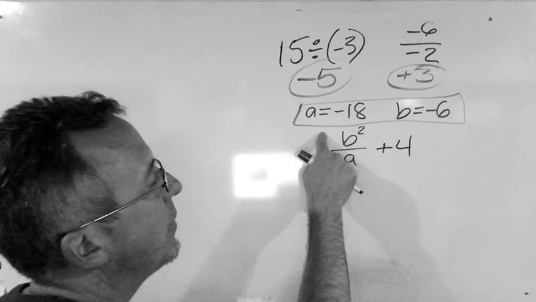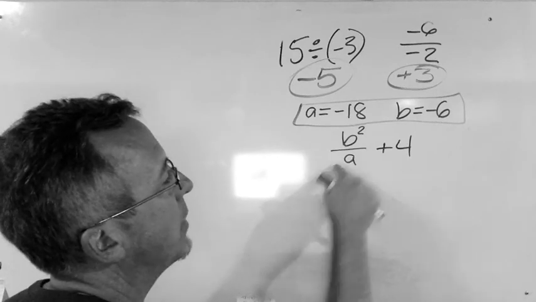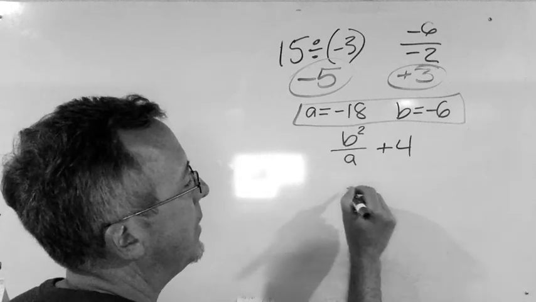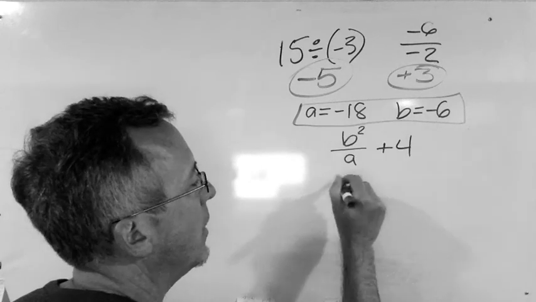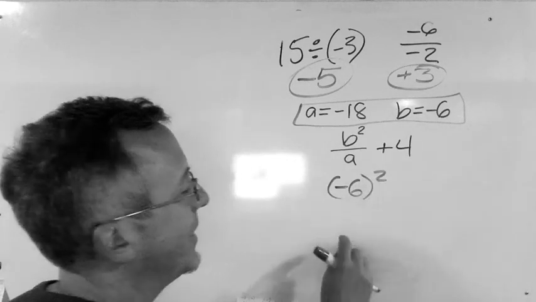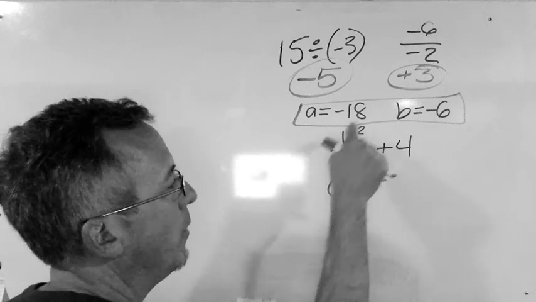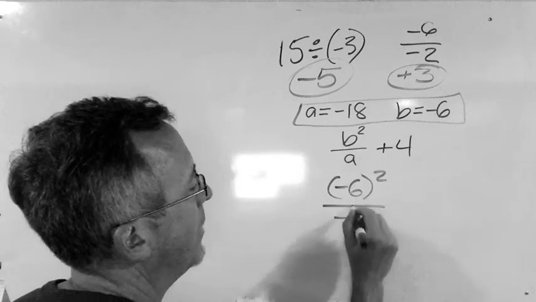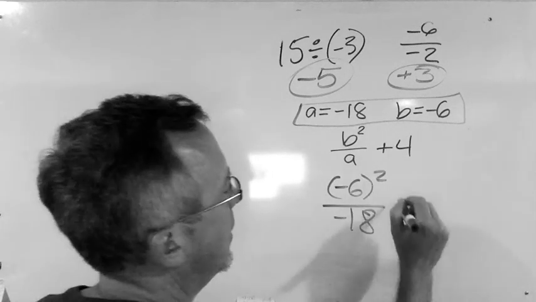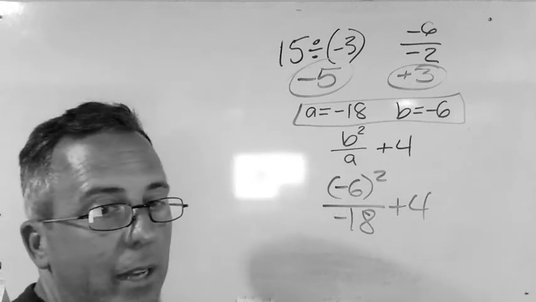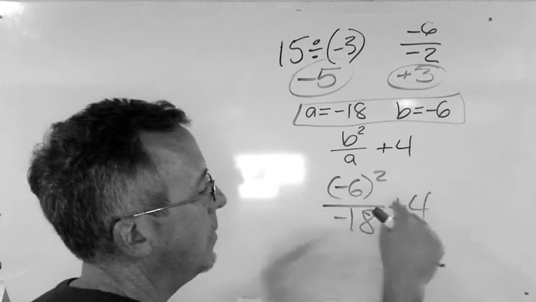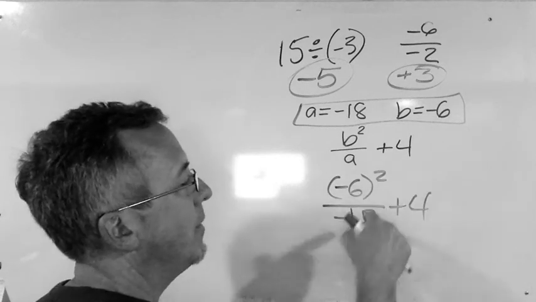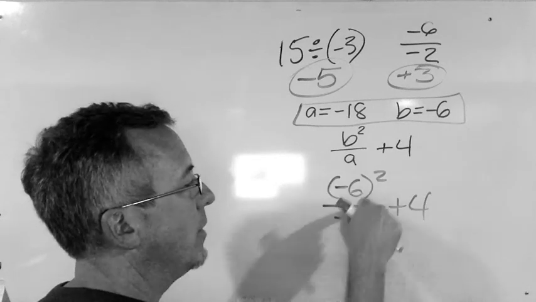They give us the values of the variables. We got to plug it in before we solve. So it's b squared. B squared is negative 6. Now remember, it's b that is being squared. Therefore, we put it in parentheses because the entire value of b is being squared. Divided by a, which is negative 18, plus 4. Now that we have this, now we can start solving. Negative 6 squared means negative 6 times negative 6. And again, the negative is included because it's in the parentheses.